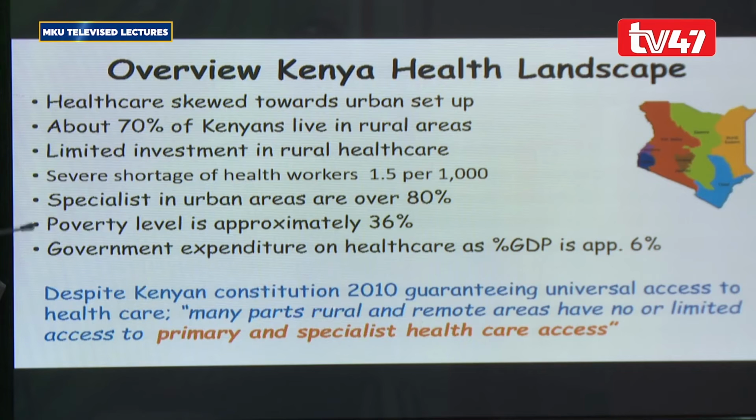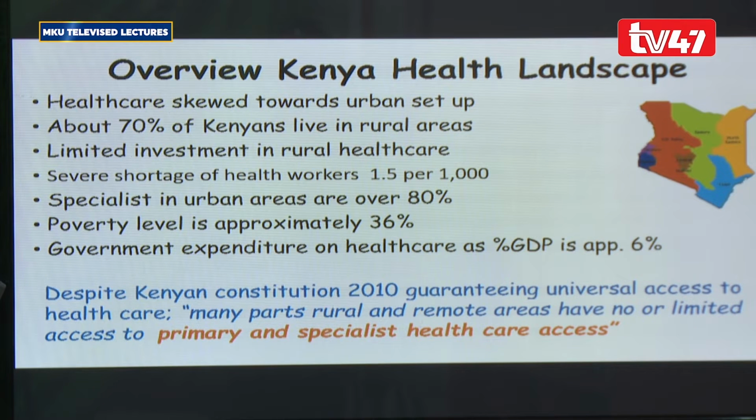And basically in Kenya, what we know is that healthcare is skewed towards the urban settings. And this is despite the fact that 70% of Kenyans live in the rural areas. And that means that quite a large number of the population may not be able to access healthcare since the investment is in the urban settings. We still have very limited investment in the rural setup because there are very few facilities, and that has implications in terms of the number of specialists available in these areas.